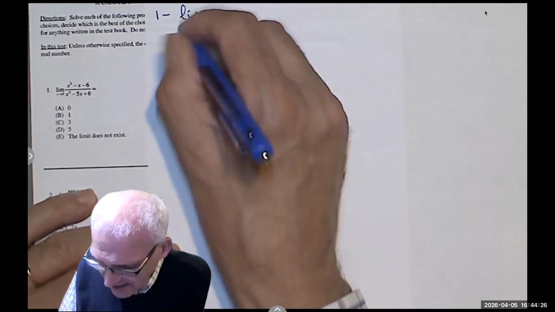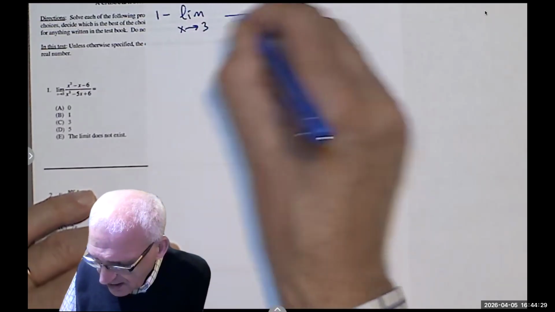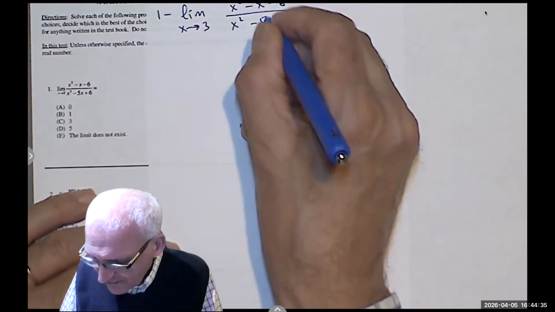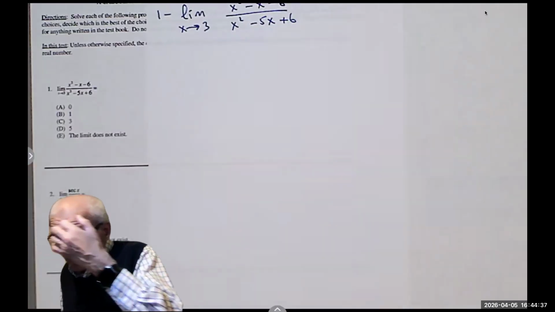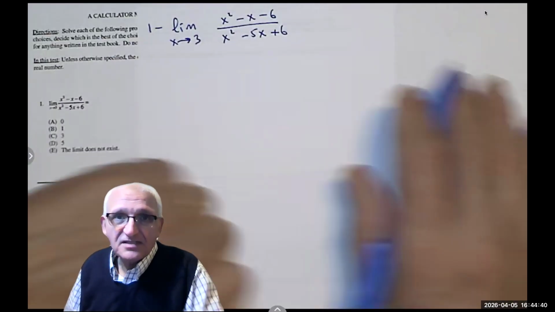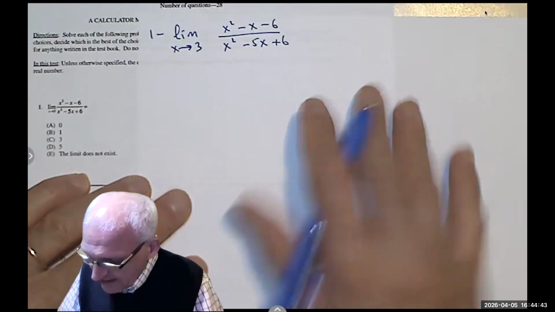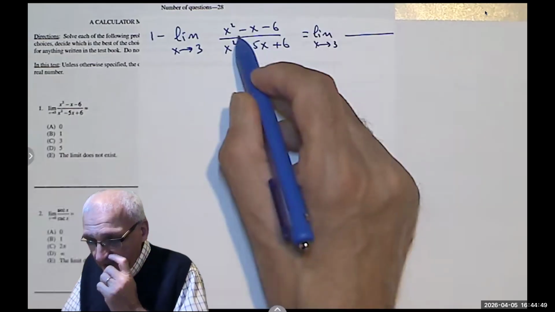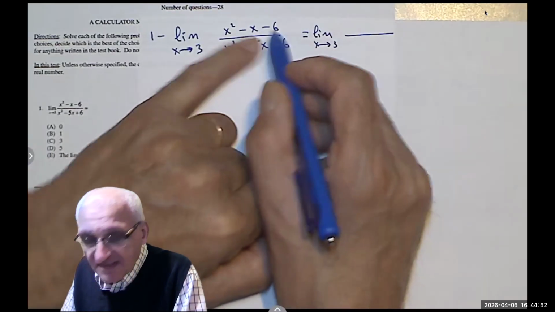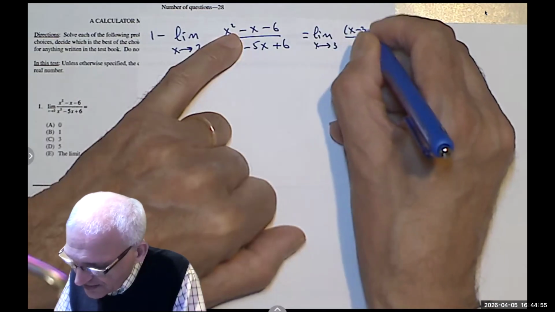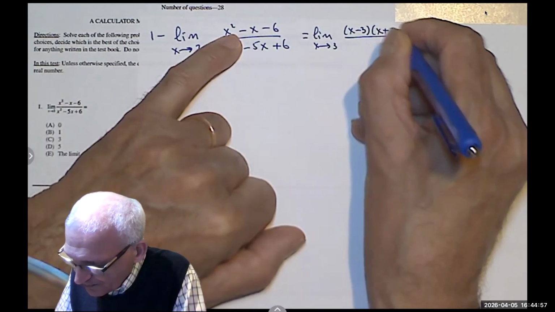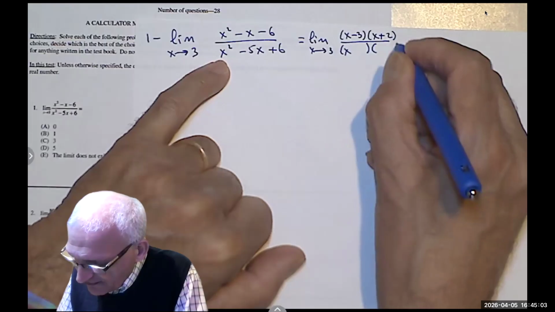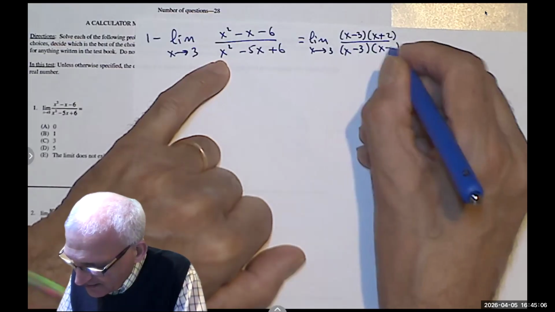It says limit as x approaches 3 of x squared minus x minus 6 over x squared minus 5x plus 6. Of course, here you see that you have to factor, so you have to be good at factoring. The numerator: you have two numbers that multiply to negative 6 and add up to negative 1. So it's x minus 3 times x plus 2. The denominator: you need two numbers that multiply to 6 and add up to negative 5. So definitely they are negative 3 and negative 2.